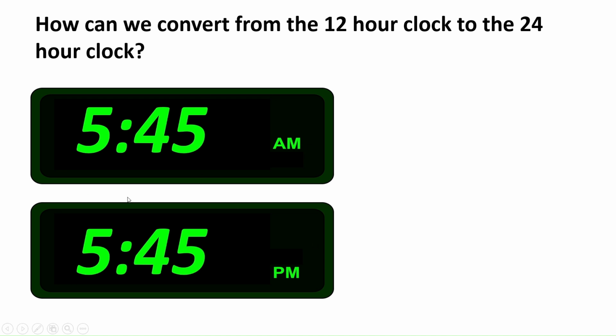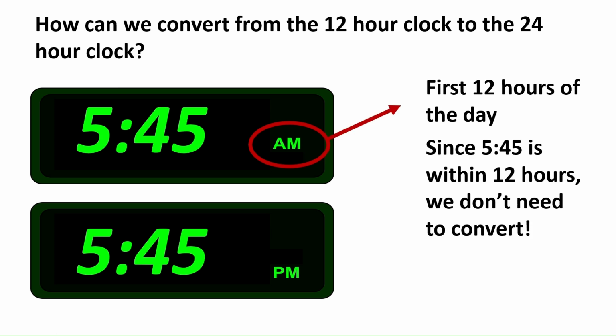First of all, we have 5:45 a.m. You can see that it says AM, so referring to the first 12 hours of the day. Since 5:45 is within the first 12 hours, 1 to 12, we actually don't need to convert for this. So 5:45 AM will just equal 5:45. We normally write a 0 before the 5, just because there's always 2 digits at the start and 2 digits at the end.